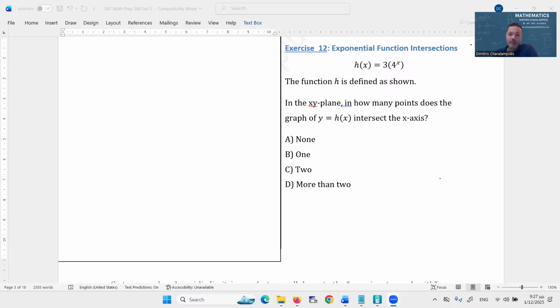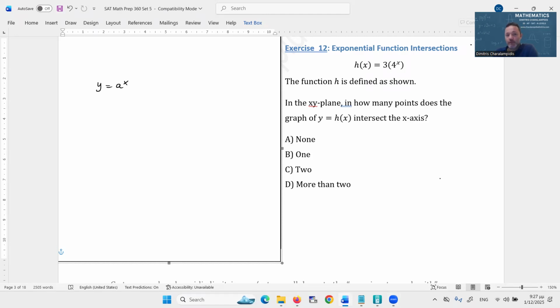Exercise 12. Let the function h of x equals 3 times 4 to the power of x. In the xy plane, in how many points does that graph intersect the x-axis? Well, straightforward, in none. Let's talk about the exponential function.